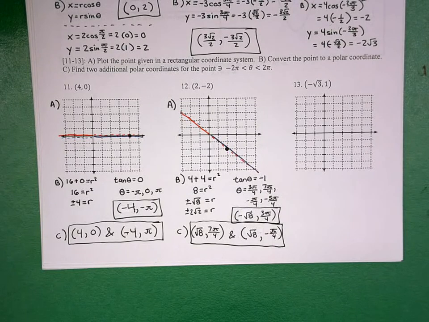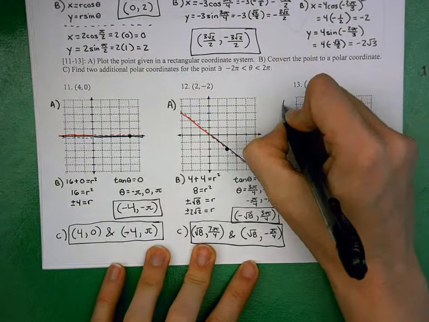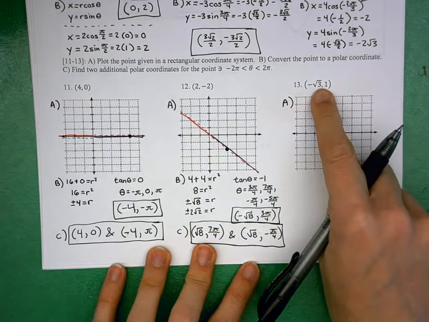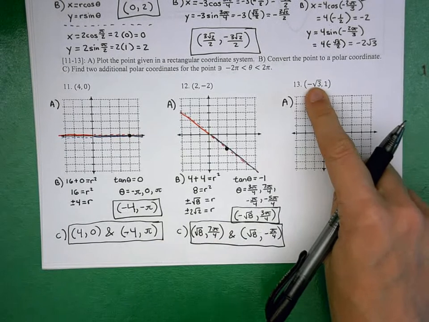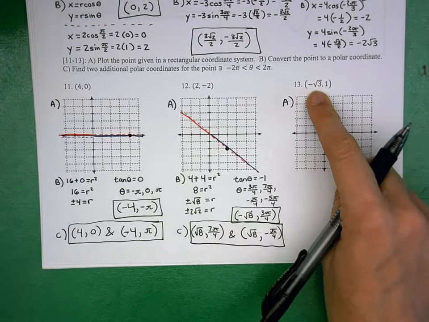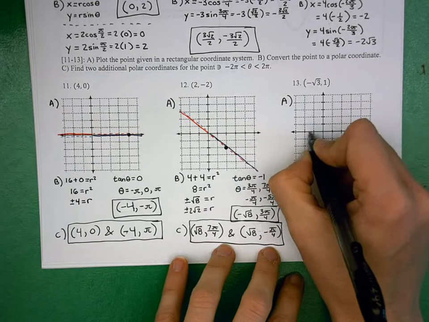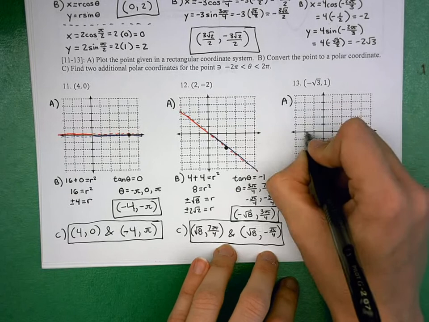Okay, first up we have plotting our coordinate point. I don't know exactly where negative root 3 would be, but it's less than negative root 4, so less than negative 2, but pretty close to negative root 4. So we're going to be pretty close to negative 2, but a little bit less. And then y of 1, so up 1. So we're looking at roughly there.